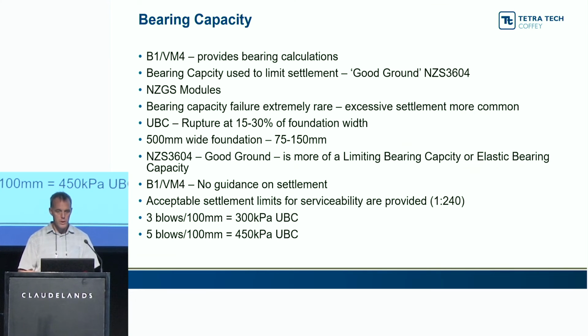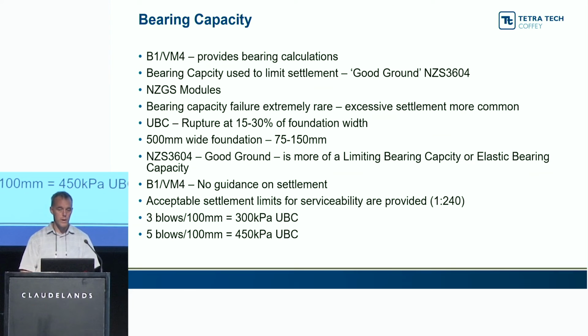There's a definition of good ground in 3604 that we use a lot. It's not really related to bearing capacity. I think over time it's shifted a little bit. Traditionally it was connected to bearing capacity and bearing capacity calculations, but as we've increased the DCP count that we use to assess it, what we've done is use it as more of a limiting bearing capacity. So we're really using bearing capacity theories to provide us with an estimate of settlement. Not sure if that's what we intended when it started out, but that's where it ended up.